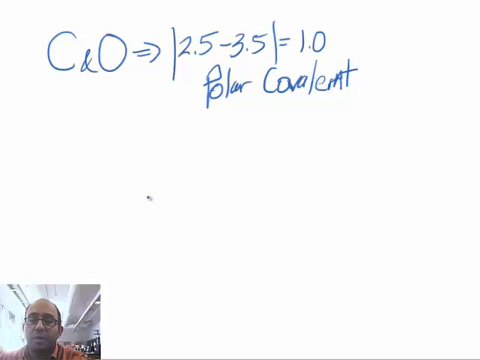Now, you have to label which side is positive and which side is negative. So you put a bond in between. And on the O side, the O is the 3.5 value. So we know that that's going to be the negative side. But because it's a polar covalent bond, it's not completely negative. It's only partially negative. So we write our delta minus. That means this side is delta plus.